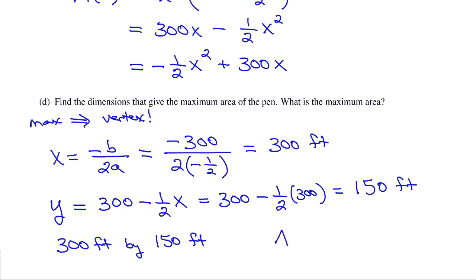And that maximum area is found by multiplying these together. 300 feet times 150 feet gives me 45,000 square feet.